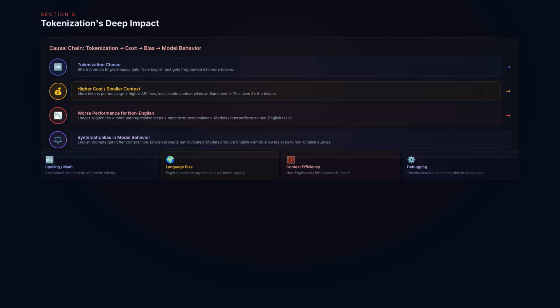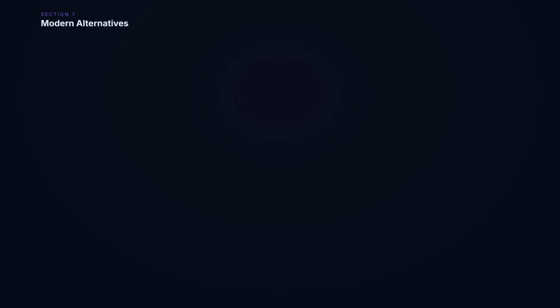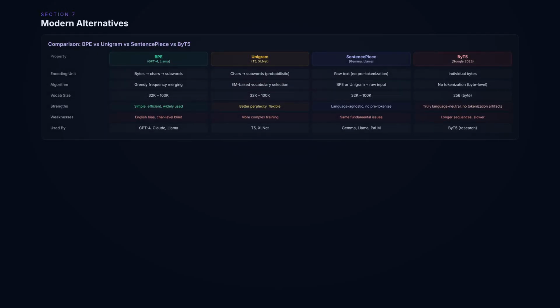The cost impact is real too. Token count directly drives API pricing. A 4 times less efficient tokenizer means 4 times the cost per message. And that 128,000 token context window? For English, that's roughly 100,000 words. For Burmese, it's closer to 20,000. Even named entities suffer. An unusual non-Western name like Srinivasan might get fragmented into 4 or 5 separate tokens, making the model less likely to recall it accurately. The tokenizer silently shapes who the model serves well and who it serves poorly.